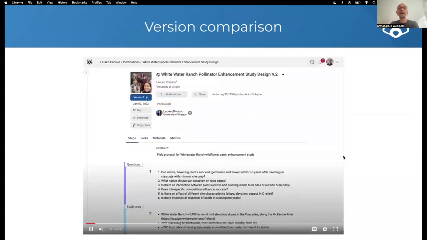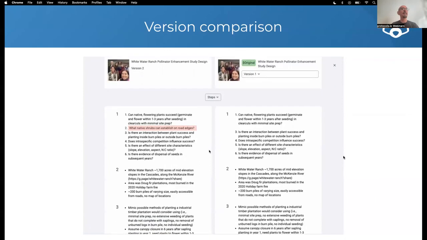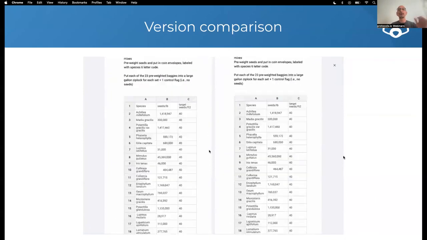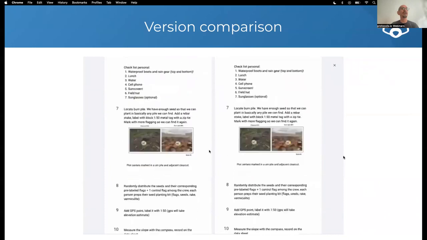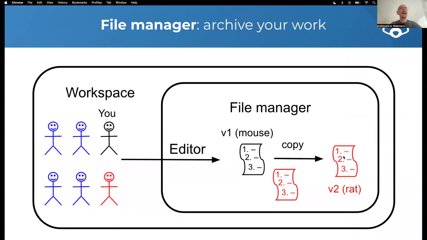The platform also allows you to compare side by side an old version of a protocol to a new one. And in this example, the new version is to the left, and the changes are automatically marked in red. And even if a member of your workspace leaves because, for example, a graduate student graduates, the protocols will remain organized, up to date, and available in the file manager.